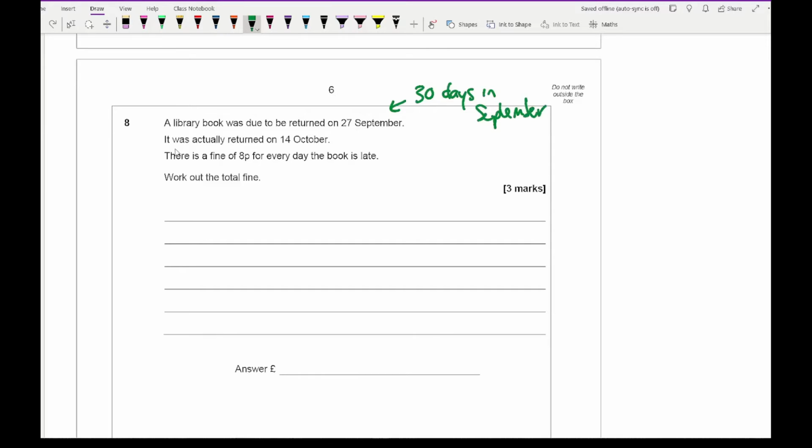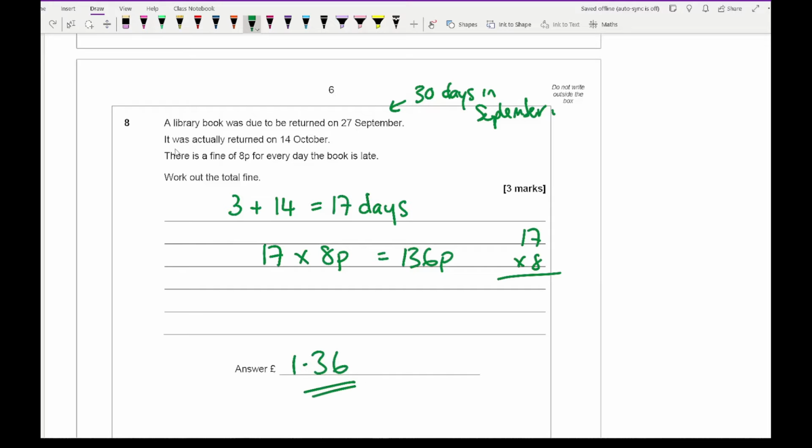So what we need to do first then, so we've got 3 more days in September, and then we've got the 14 days in October, giving us 17 days. So then I need to multiply 17 by 8p. So if I do 17 times 8, whether the grid method or the column method or whichever floats your boat, we get an answer of 136p, and convert that in pounds is £1.36.